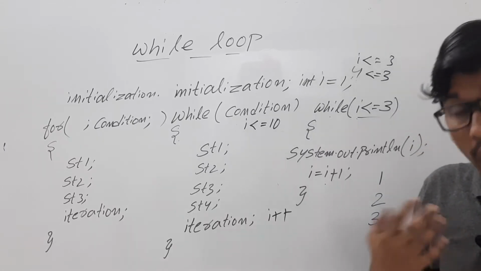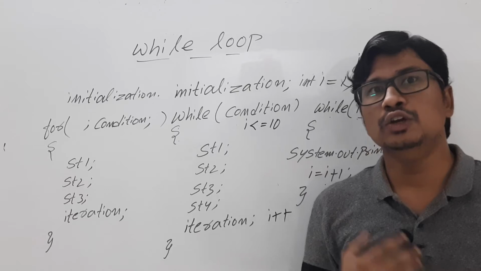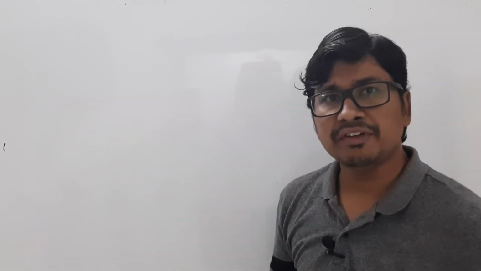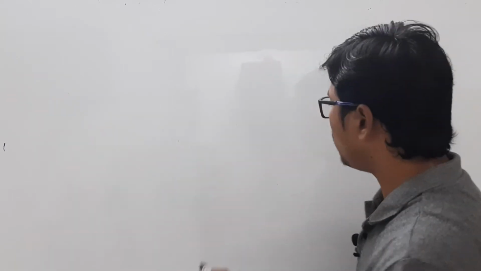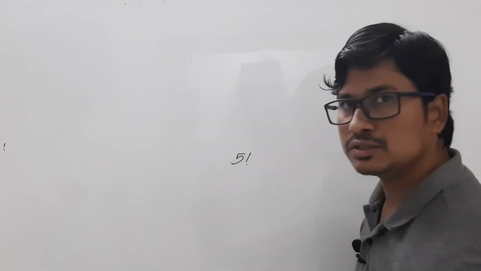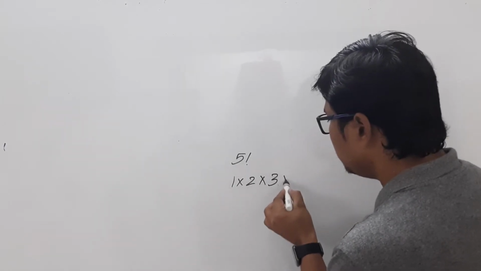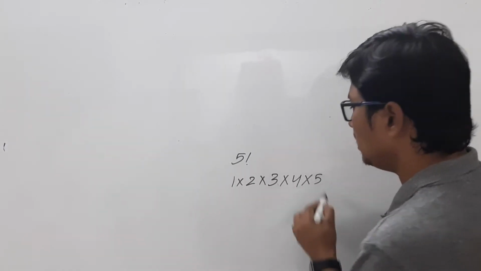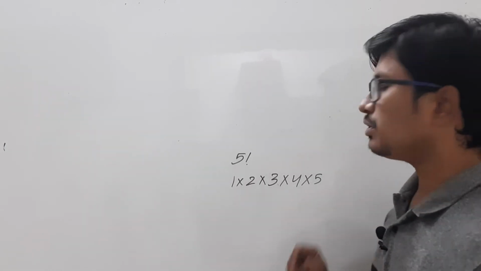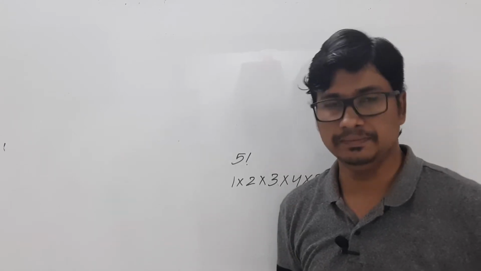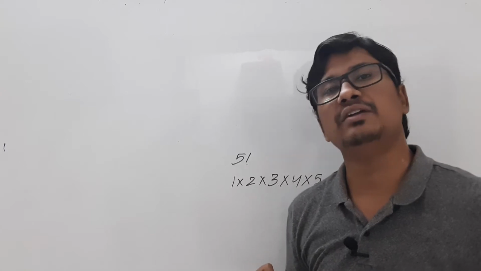Now I will write one more program to compute the factorial of a number using the while loop. How can you compute the factorial of a number? Suppose I want to compute 5 factorial. So what you will do? 5 factorial is equal to 1 into 2 into 3 into 4 into 5, which will be 6 into 4 is 24. 24 into 5 will be 120. So this is the number you want to display. This is the way you compute the factorial of a number.